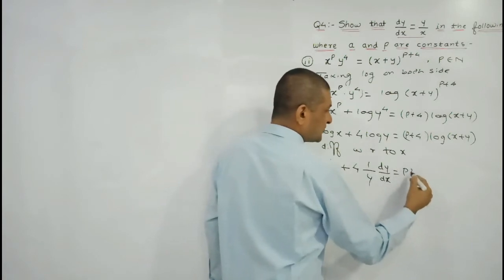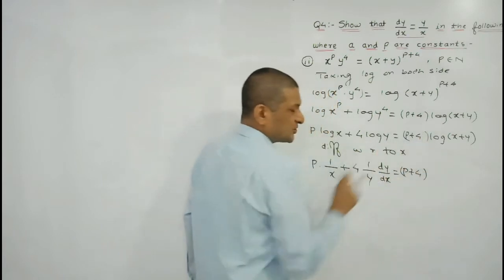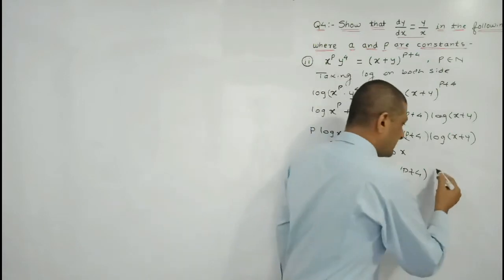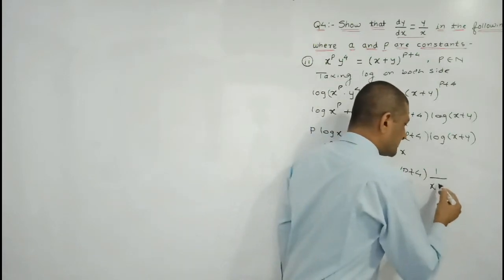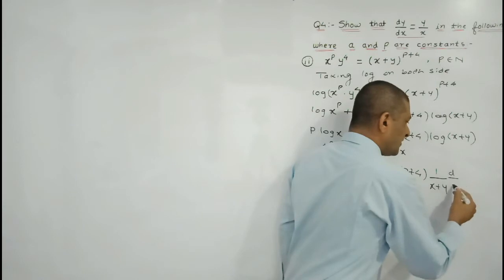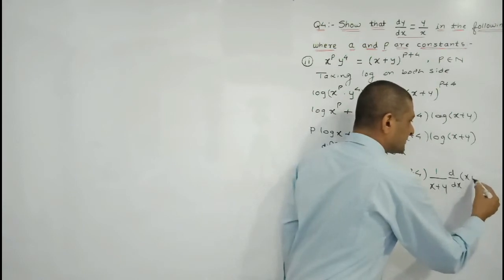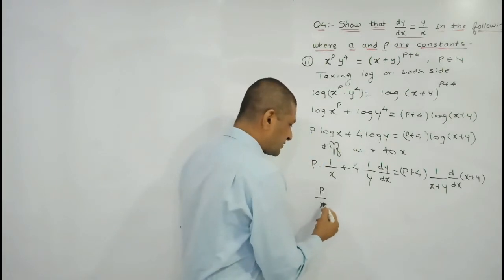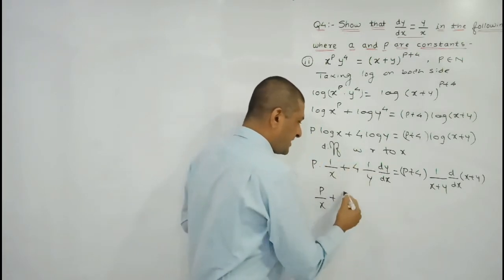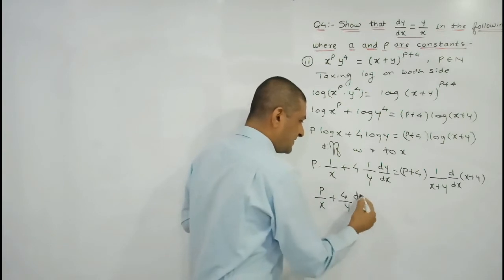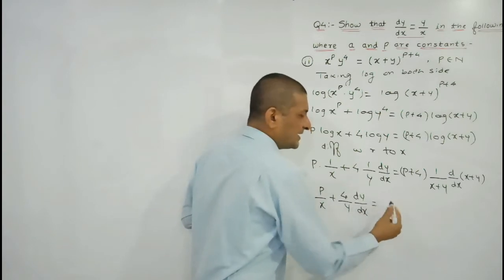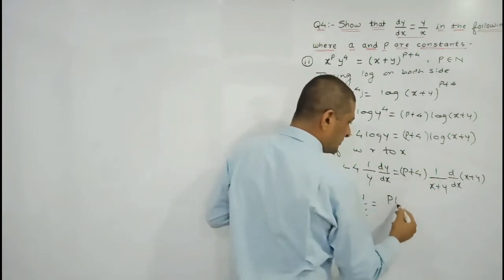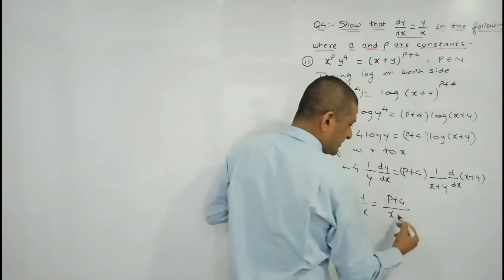On this side, p plus 4, keep it as it is, and this function is in the form of log f of x, and its differentiation is 1 upon f of x. That is, 1 upon x plus y into the derivative of x plus y. So here p into 1 by x can be written as p by x, plus 4 into 1 by y can be written as 4 upon y dy by dx. On the right hand side, p plus 4 in the numerator, and in the denominator x plus y, keep it as it is.